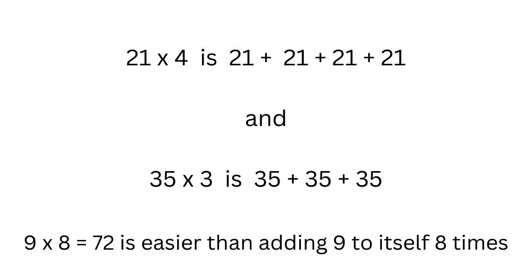Doing these additions every single time is time-consuming, and therefore, students are encouraged to memorize multiplication tables, but this is just for convenience. Remembering that 9 times 8 is equal to 72 is a lot easier than adding 9 to itself 8 times, isn't it?